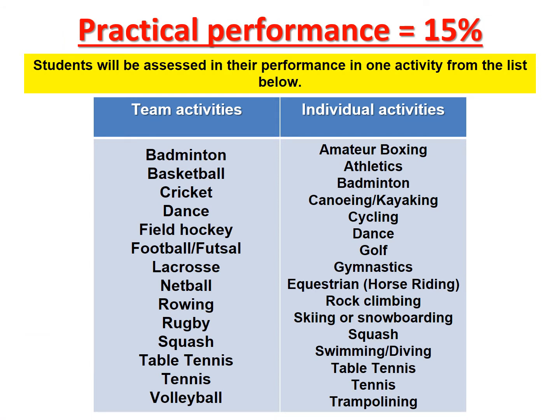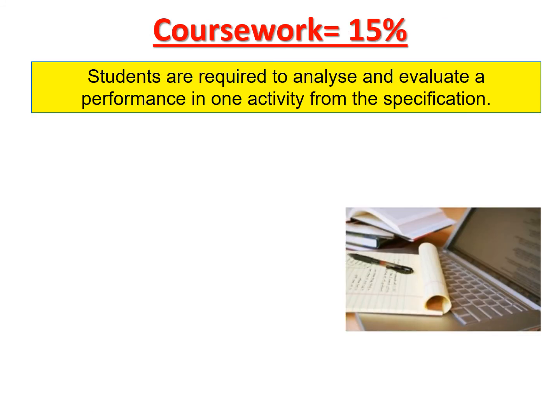So at A-level, the practical performance is now worth 15%. And it's slightly different to GCSE. You only have to choose one activity. Okay, it can be either a team or an individual activity. You have to perform in that activity, and the pressure will be on yourself to collate the video evidence of you performing in that activity outside of school. So we do advise that you are competing in one of these sports outside of school for A-level PE.